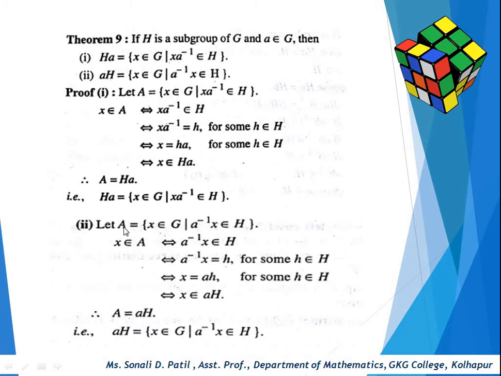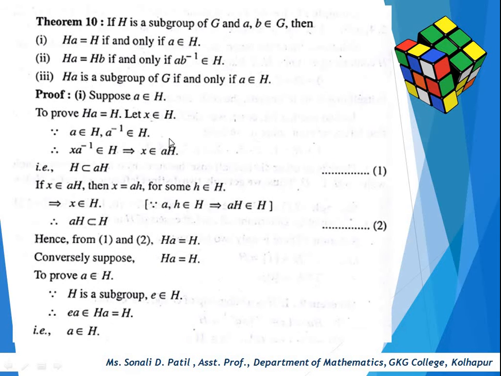Okay. Now next, let A = {x belongs to G such that a inverse x belongs to H}. Here we can take one element from A, that is x belongs to A. Now this implies a inverse x belongs to H. Here we can apply a from the left hand side. This implies a inverse x = h for some h belongs to H. Now this implies x = ah, because a is multiplied by h, so we get ah for some h belongs to H. So this implies x belongs to aH, that is A is a subset of aH. So therefore A = aH. That is aH = {x belongs to G such that a inverse x belongs to H}.